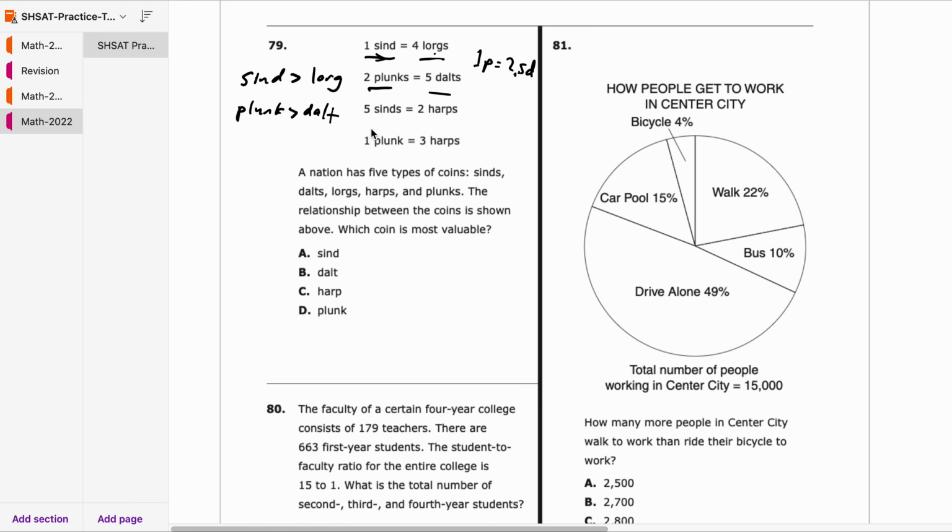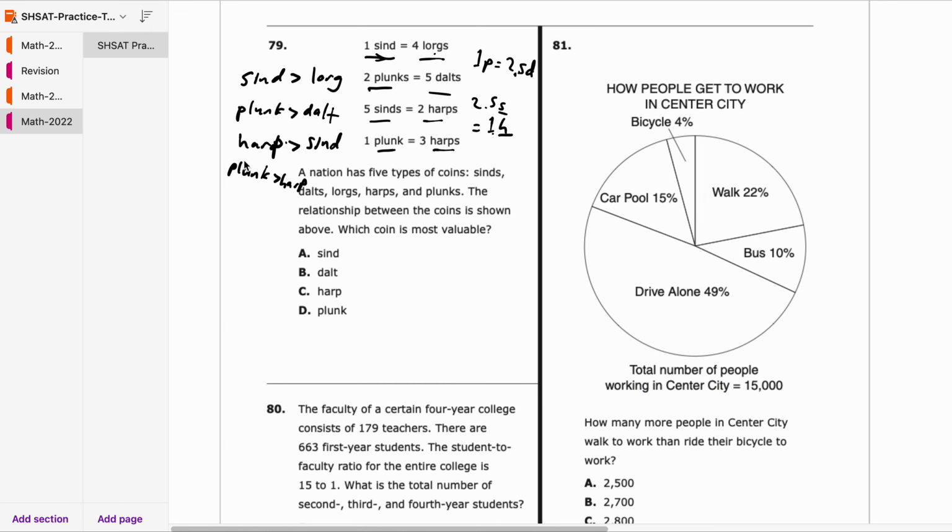Alright, so let's keep going. If 5 sinds is equal to 2 harps, that means that 2.5 sinds is equal to 1 harp, and therefore the harp is going to be more valuable than the sind, because it takes 2.5 sinds to make 1 harp. And then 1 plunk for 3 harps, that means that plunk is more valuable than harp.